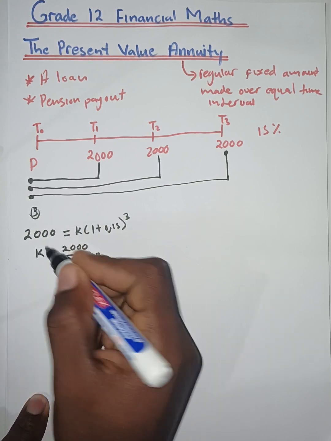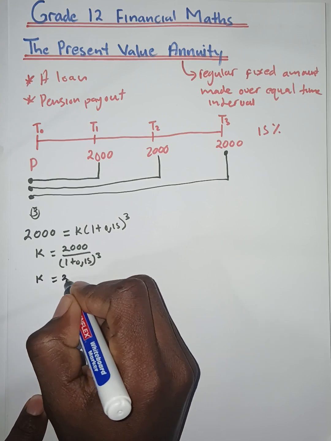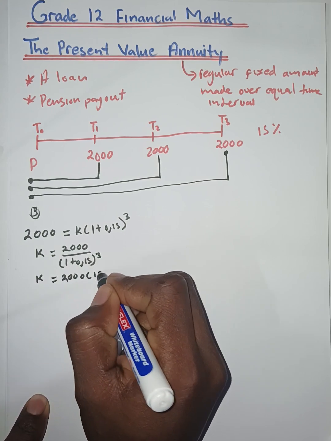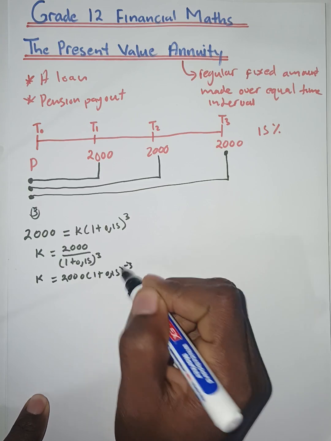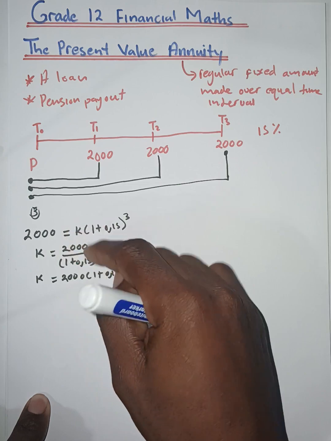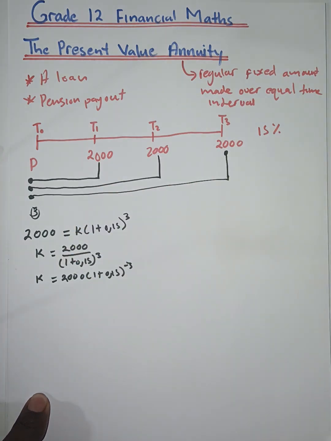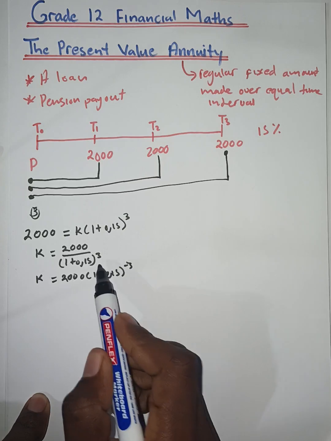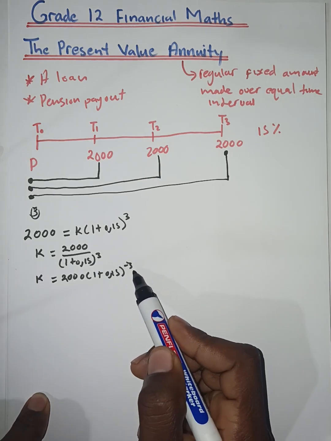If I write this in a nice way, K would be equal to 2,000 times (1 + 0.15) to the power negative 3. What I did was take this denominator and put it to the top. Remember the laws of exponents: since it was positive 3, when it goes to the top it will become a negative 3.